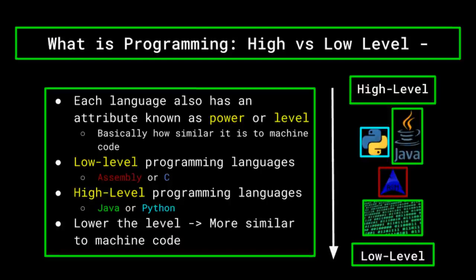We can measure a programming language's power, or level, by how similar it is to machine code, the series of zeros and ones we talked about earlier. Low-level programming languages, such as assembly or C, are closer to binary than a high-level programming language, such as Java or Python. The basic idea is that the lower the level of your programming language, the more your code will resemble what the machine can interpret as instructions.